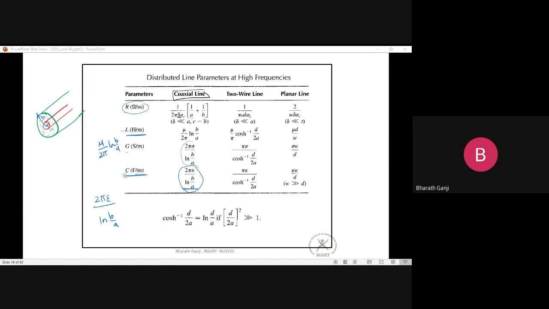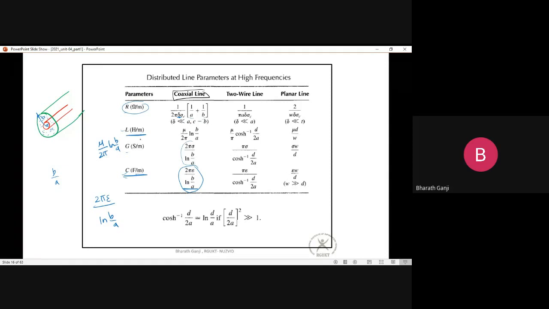Resistance will definitely depend upon the frequency because there is a parameter delta here, a skin depth, which depends upon the frequency. But for all the remaining parameters, I can see that L and C depend upon the geometry of your device. So I can say that if the B by A ratio is a large number, then the inductance per unit length is a big number.